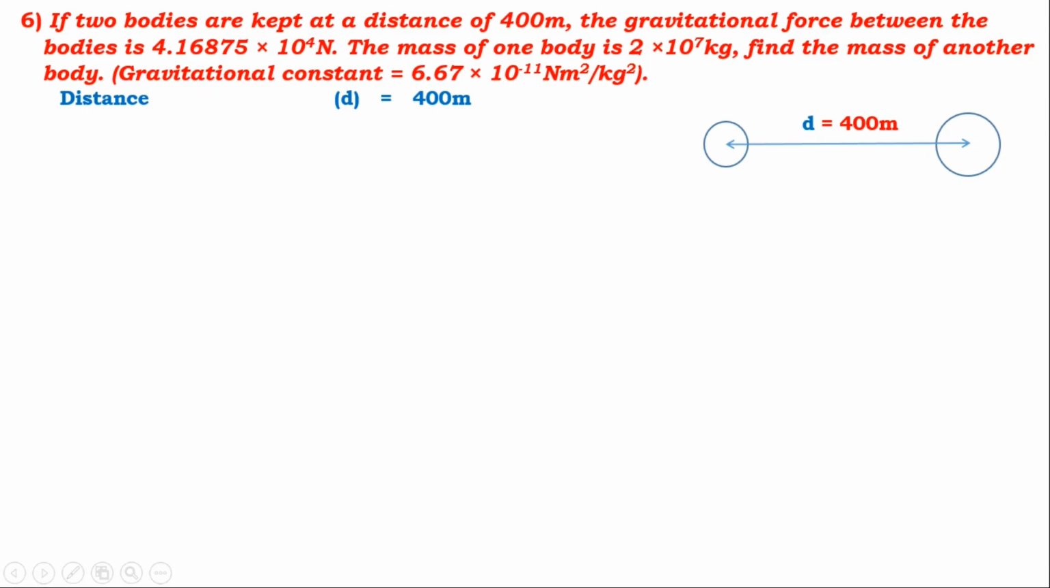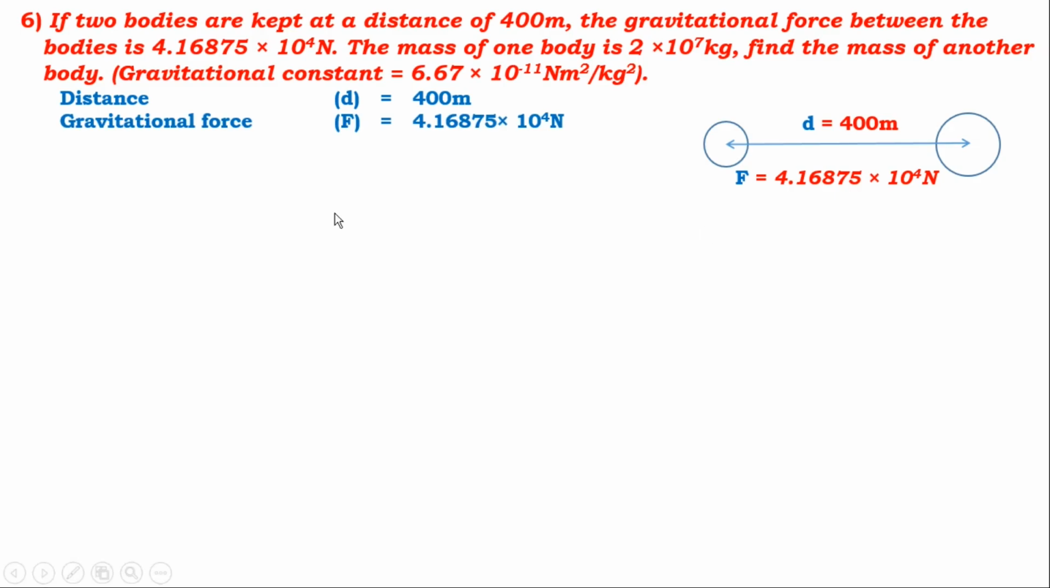The gravitational force between the bodies is 4.16875 into 10 to the power 4 Newton. Let's say this is F. Gravitational force is denoted by F and its value is given. Now this given, I want to write again. Gravitational force F is equal to 4.16875 into 10 to the power 4 Newton.